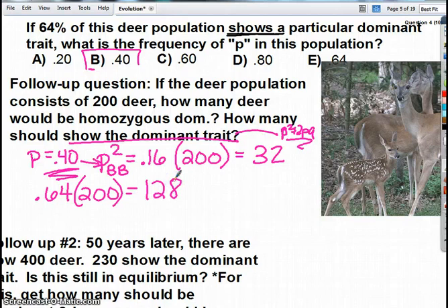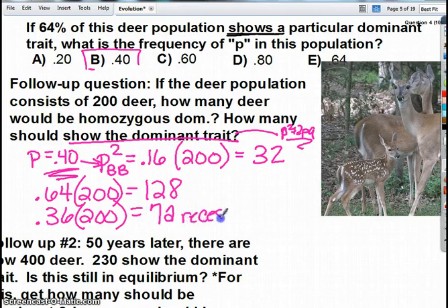If you didn't think about doing it that way, you also already know that 0.36 we said was q squared. I had that from the original question. So if q squared is 0.36, that would mean 0.36 times 200 would give us our recessive deer, which would be 72. So we would have 72 that are recessive. If you didn't remember how to do both of these, it doesn't really matter, because once you know how many are recessive, you can subtract to get how many are dominant, because you know they have to add up to a total of 200 deer.